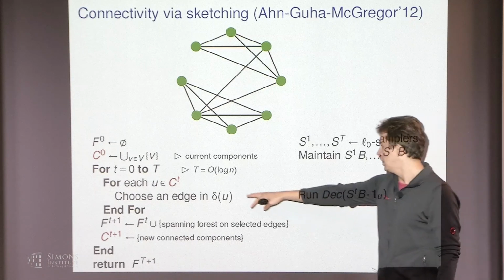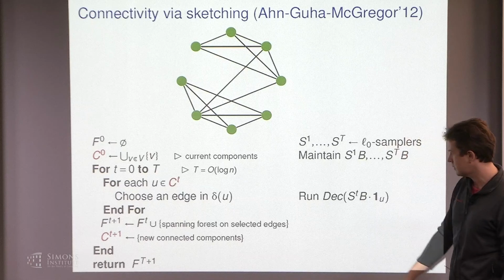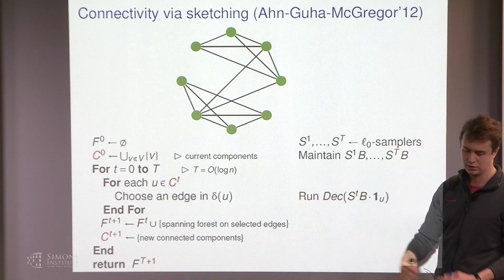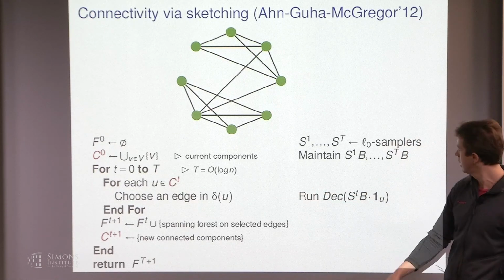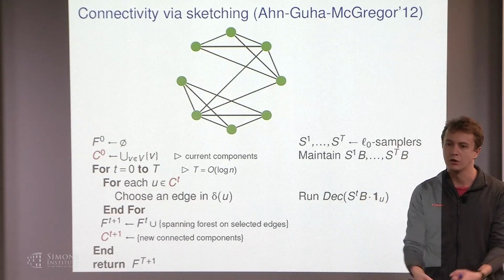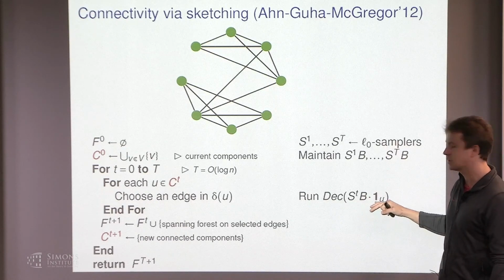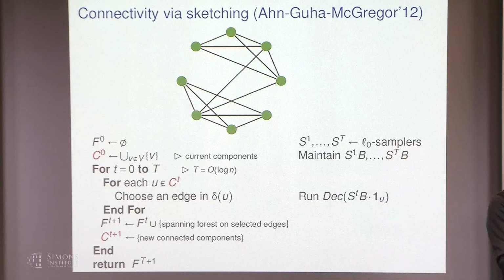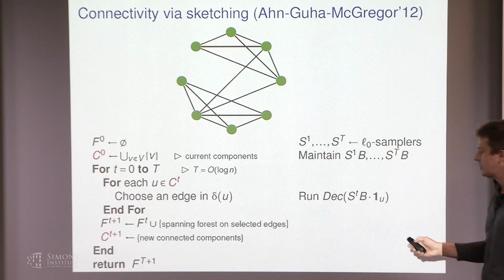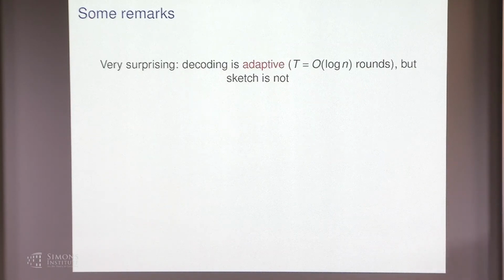All right, so now, when in iteration t, the algorithm needs to sample an edge from a certain cut, we just run the L0 sampler on the sketched version. So we take the sketch, post-multiply it on the right by the indicator of the vertices in the cut, and run the decoder. Okay, and as long as our decoder succeeds, which we can control by setting this failure probability to be small, this is a connectivity algorithm for dynamic graphs. Okay, very nice.